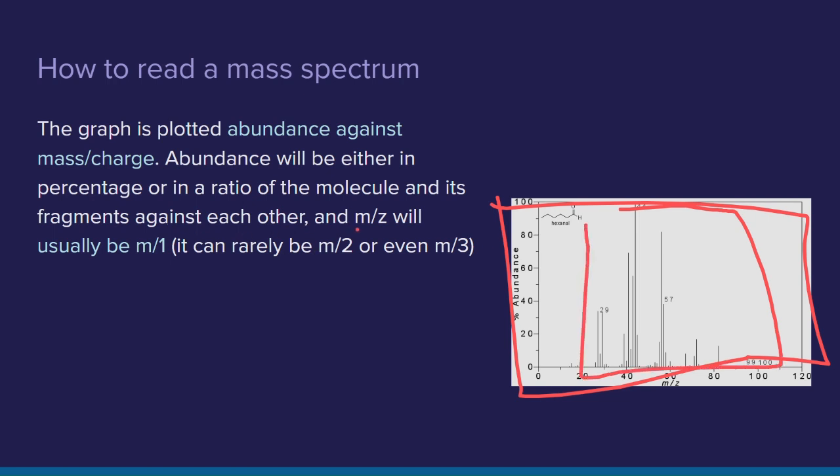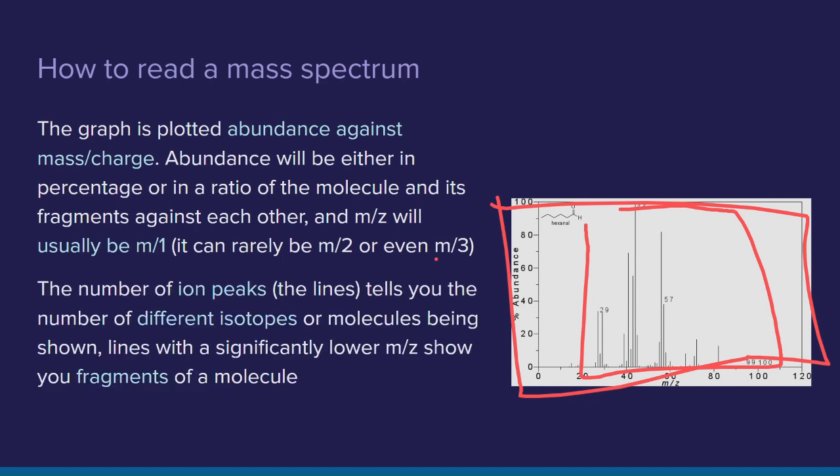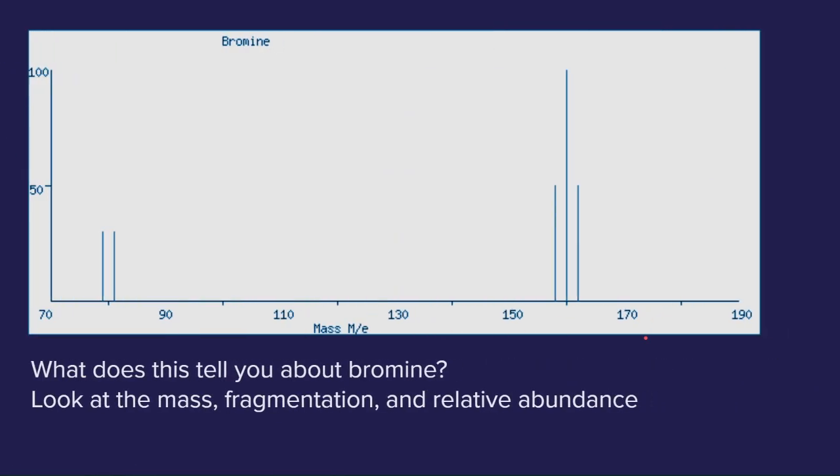And m over z, mass per charge, will usually be mass over 1 because the charge is 1, because 1 electron is knocked off. But in some rare cases, it can be mass over 2 or mass over 3 if more than 1 electron gets knocked off, but that's rare. The number of ion peaks, which is the lines, every line is an ion peak, tells you the number of different isotopes or molecules being shown. Lines with a significantly lower mass per charge show you fragments of a molecule, then the big line will be the actual molecule. So I've got a nice mass spectrum here.